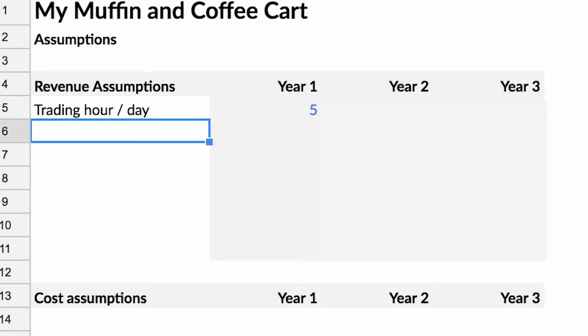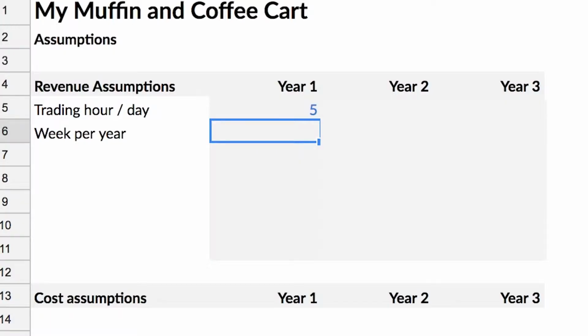How many weeks a year do we want to be open? And remember, whatever you put in these assumptions, you can always tweak later if you find the economics don't work perfectly the first time. So let's just assume you want 4 weeks holiday, you want to close for Easter, you want to close for Christmas, and let's put in 45 weeks a year.